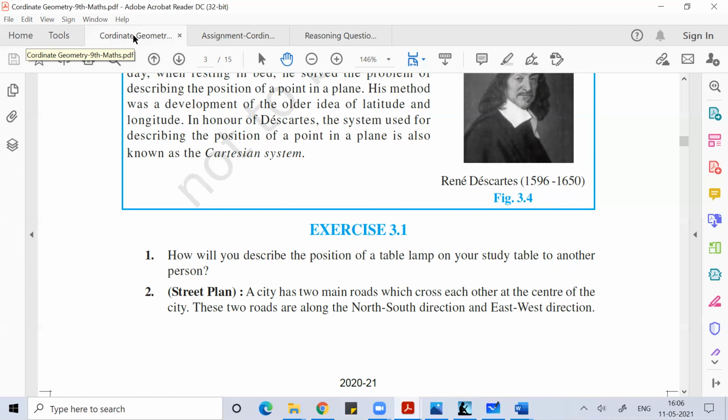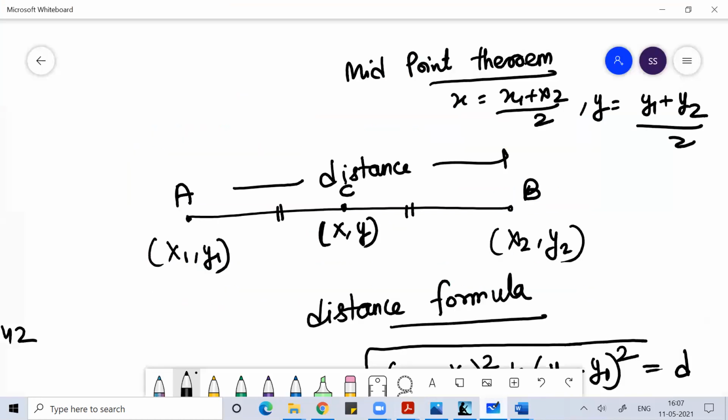So the first question. Question number one: how will you describe the position of a table lamp on your study table to another person? Sir, we can take any perpendicular, like the edges, measure the distance and we can tell.